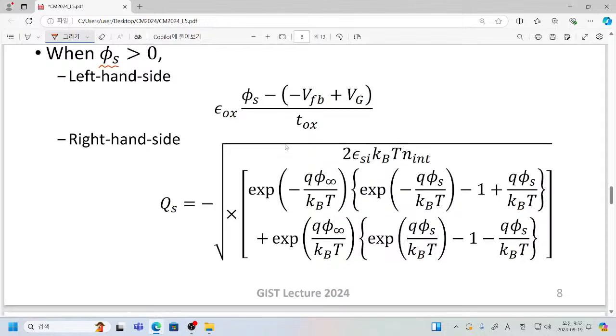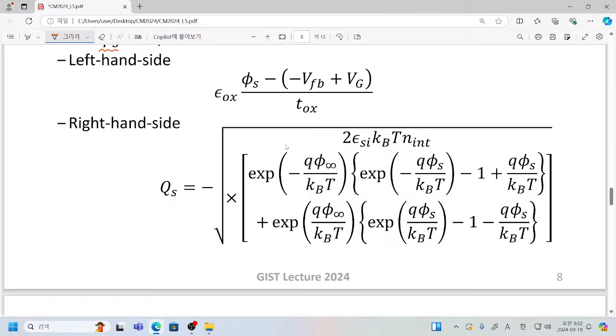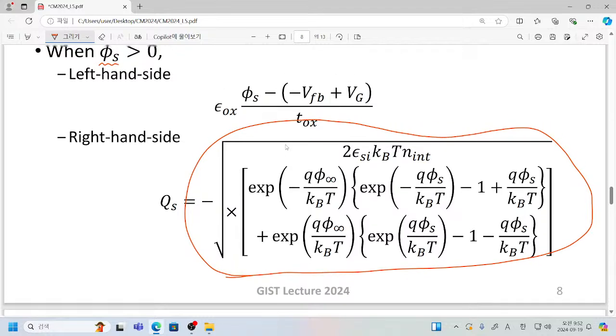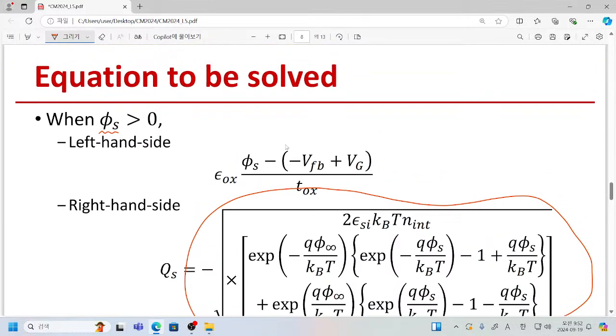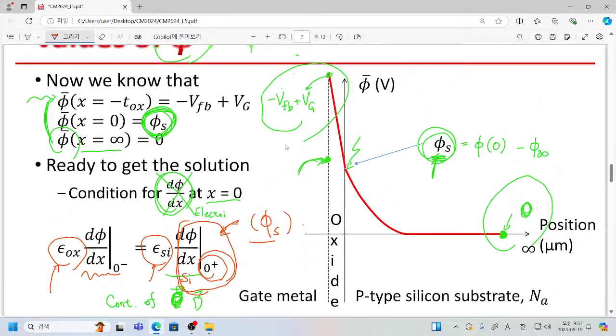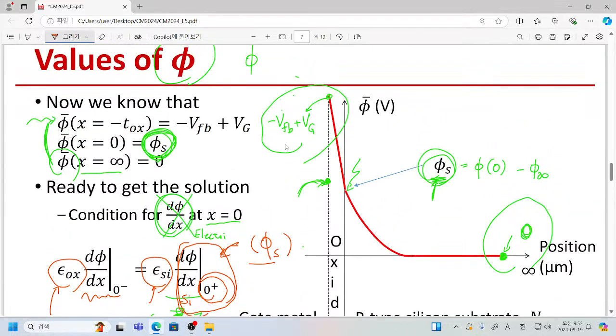So in this case, we can express our right hand side like this. How can you do that? Please visit your previous lecture, lecture 4. You can immediately find this expression. But how about the field in this oxide layer? It is quite easy to perform.